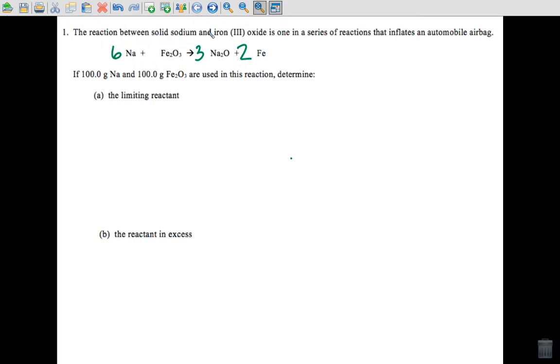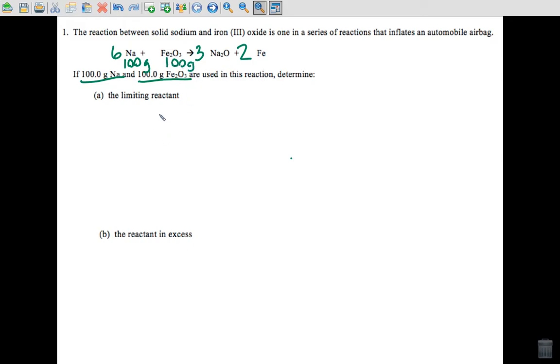The reaction between solid sodium and iron 3 oxide is one in a series of reactions that inflates an automobile bag. So again, this is just a distractor. Don't really need that info, but it's there. You do need the info on the bottom. If you have 100 grams of Na and 100 grams of Fe2O3, you're going to determine the questions below. So as with our stoich, right below the substance, I'm going to write how much I have.